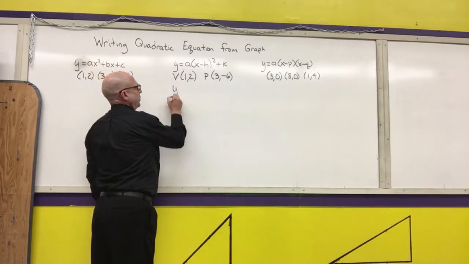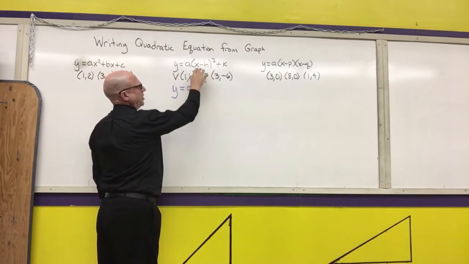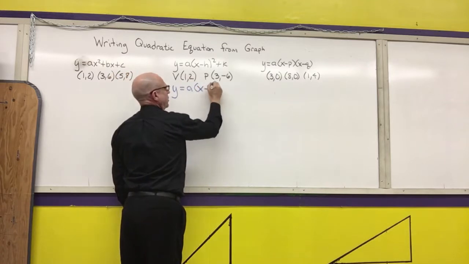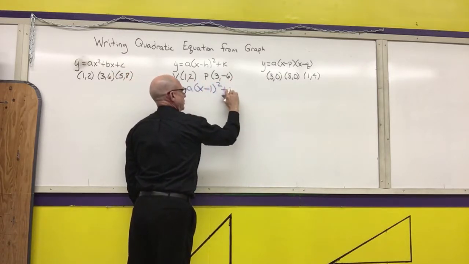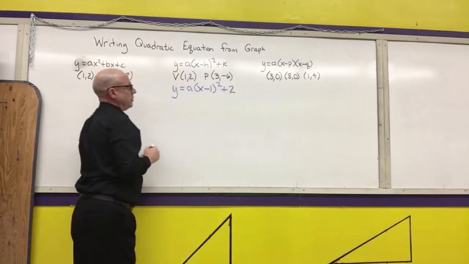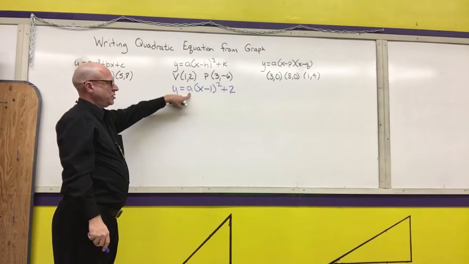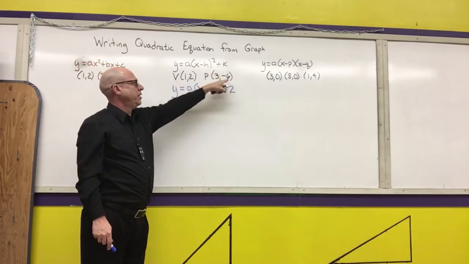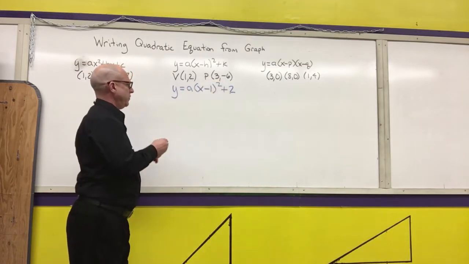So my first step is to just write the information I know, which is y equals a times x minus 1 squared plus 2. That's the generic form I'm going to have. I now need to solve for a. In order to solve for a, I'm going to stick the information from the other point I know, which is at 3, -6. So I'm going to put a 3 in for x and a -6 in for y.